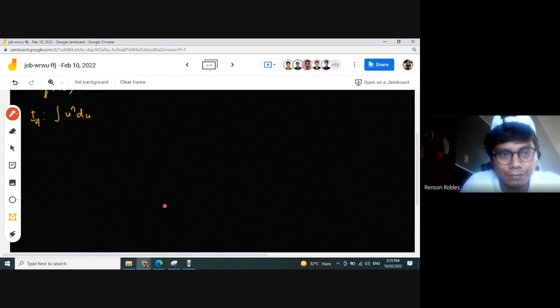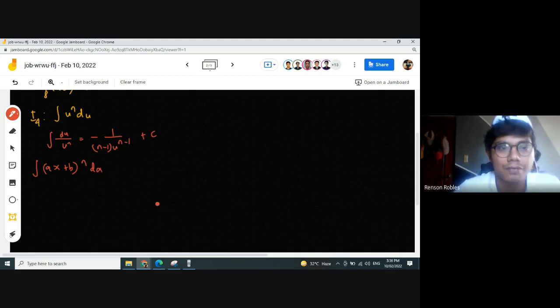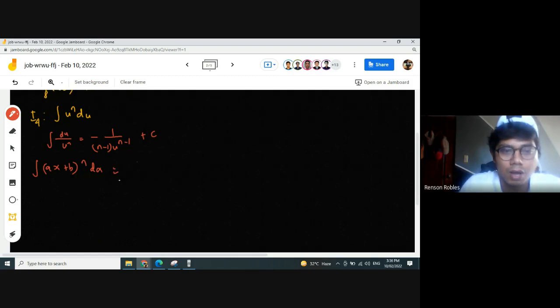So another modification of the formula is this. So yung isa, yung du all over u to the n. And I taught you to just subtract 1 from n, write it here, and then oppose the sign, and then you add c. Another modification is that when the integrand contains ax plus b raised to n dx, just like the case of the previous example, 2x plus 1. Okay? And this is equal to 1 all over a times n plus 1, you just multiply a, add 1 to n. And then you just simply copy ax plus b raised to n plus 1 plus c.